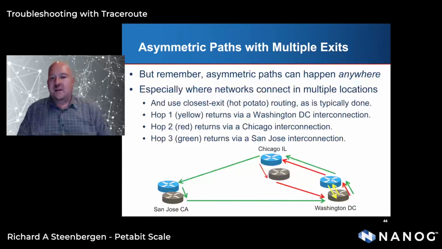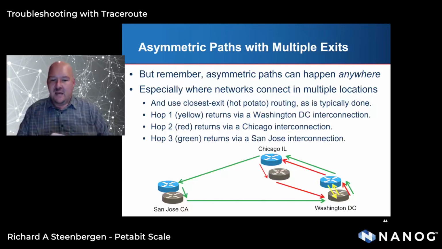So here's an example of what happens with asymmetric paths with multiple exits. Remember, asymmetric paths can and usually do happen anywhere. Here's an example of a network that interconnects to another network in 3 places. And this is about as simple as it can get, because most large networks interconnect in dozens and dozens of places all around the world. So hop 1, we send our packet, and it's going directly across our Washington, D.C. to our Washington, D.C. interconnection. So it's pretty straightforward. We know what it is.